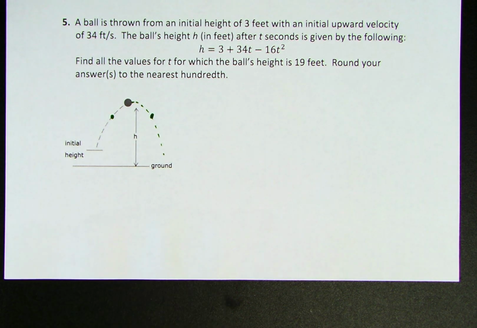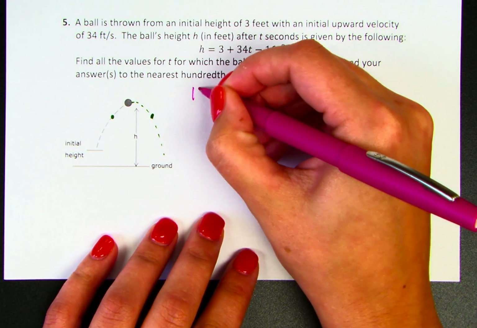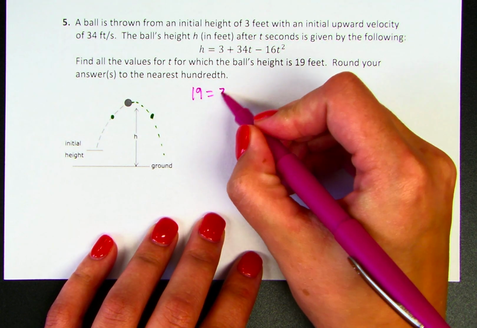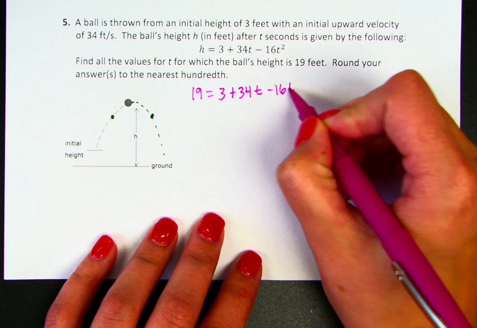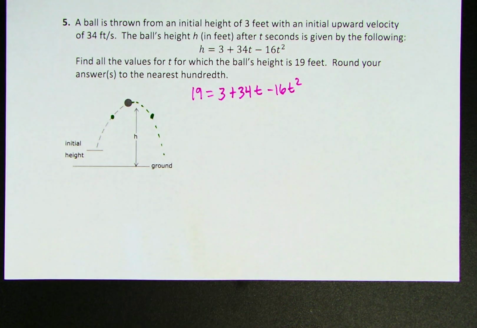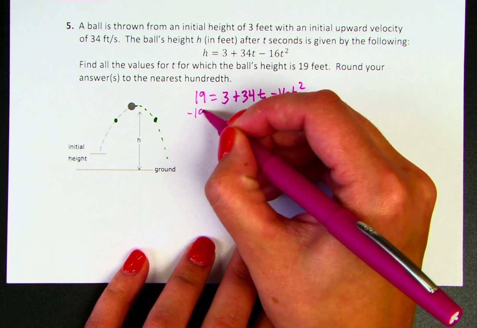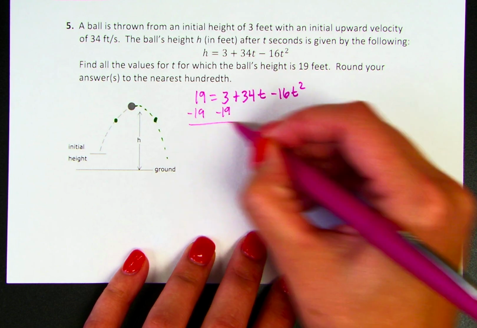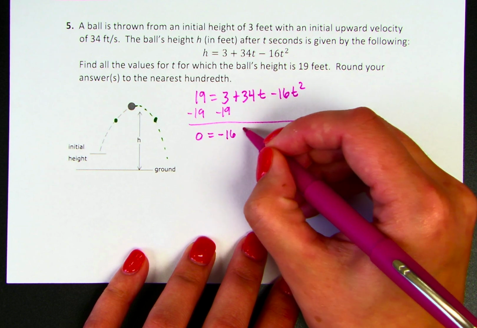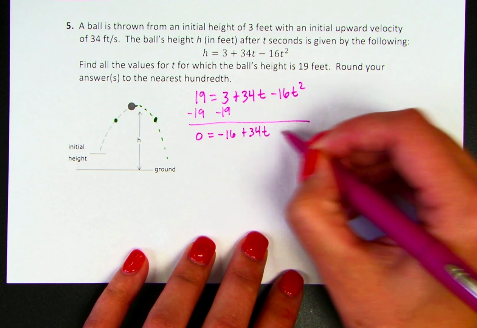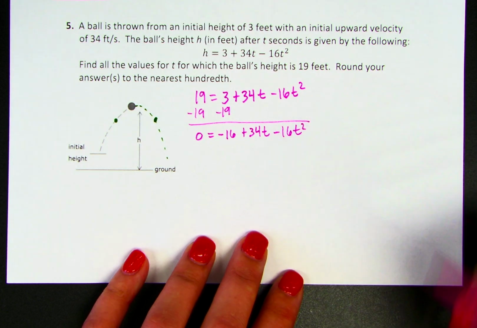So this will be 19 equals 3 plus 34t minus 16t squared. And then now we are just solving that quadratic equation. So to solve the quadratic equation, everything needs to be on the same side equal to 0. So I'm going to have to start by subtracting 19 over. So we have 0 equals negative 16 plus 34t minus 16t squared.